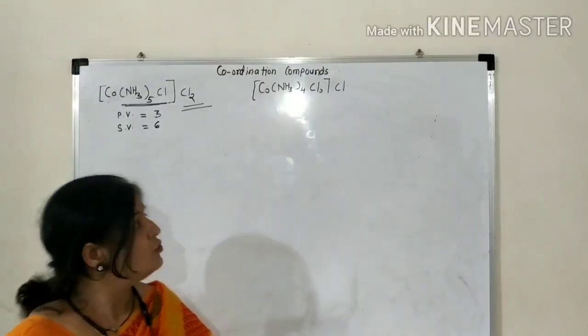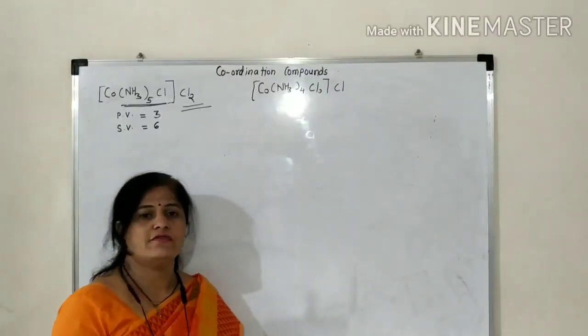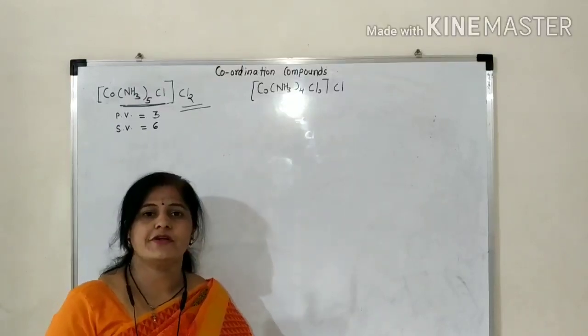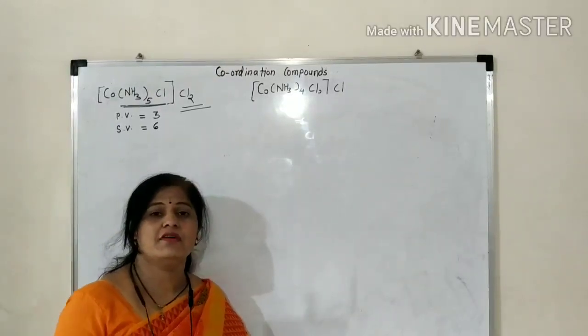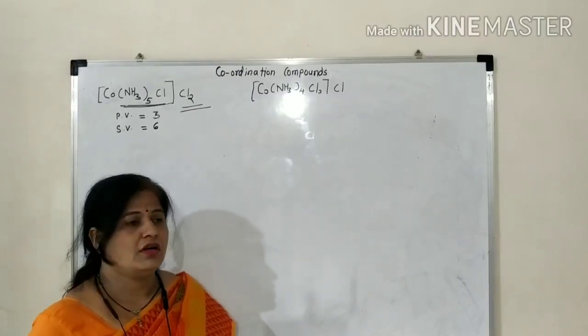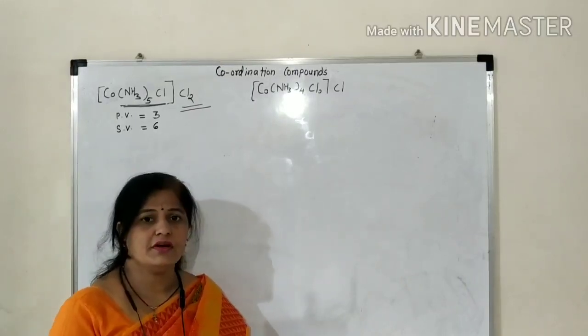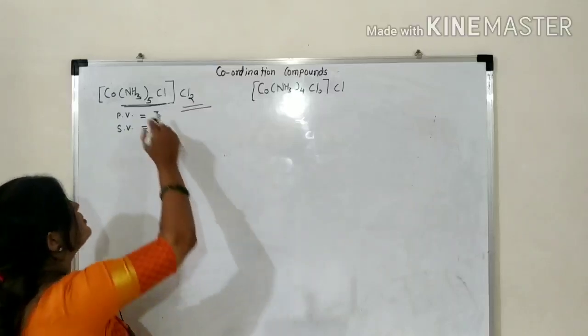In the last lecture, we studied the postulates of Werner theory. In the postulates of Werner theory, there is a primary valency and a secondary valency. The primary valency is denoted by dotted lines, while the secondary valency is denoted by a dark line. This is a coordination complex.